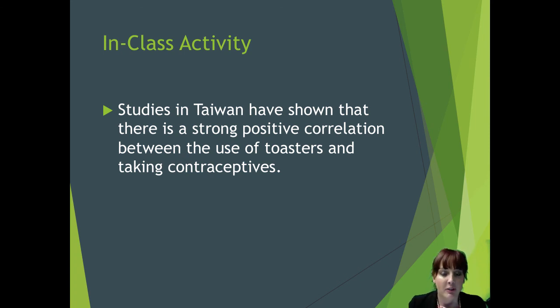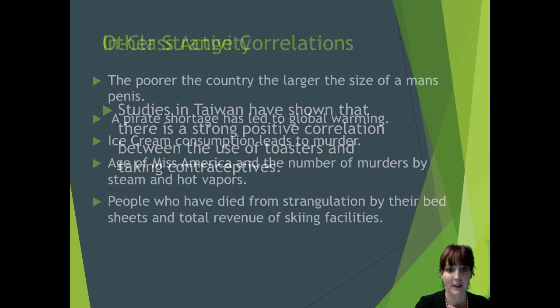Okay, hopefully what you've come up with is something to do with finances, the fact that people with more money are able to buy toasters, and they're also able to buy contraceptives. So you could probably look at it with any major appliance in their kitchen, and it's going to be correlated with the fact that they're taking birth control. It's a financial third variable. Good job if you got that right.